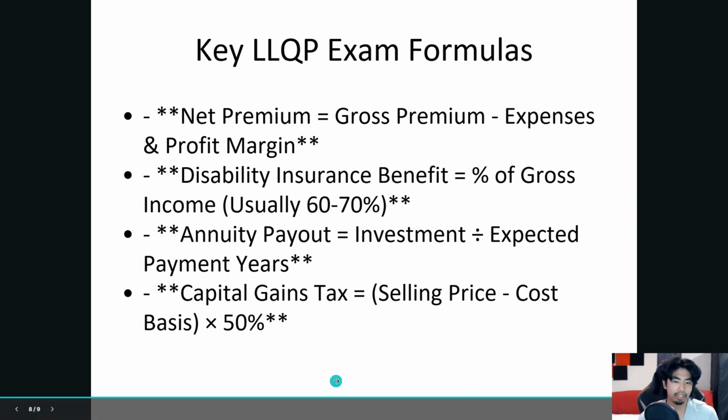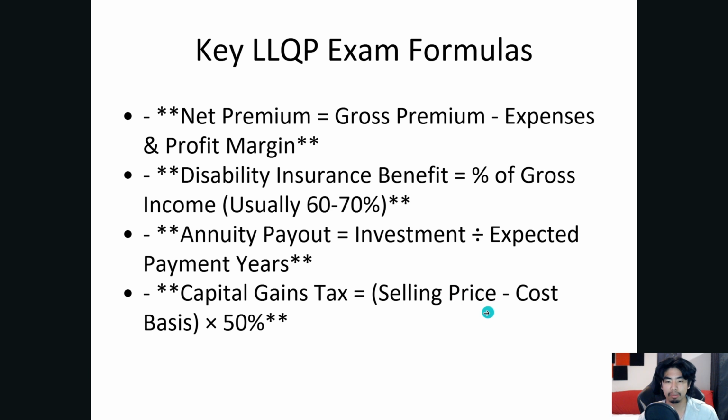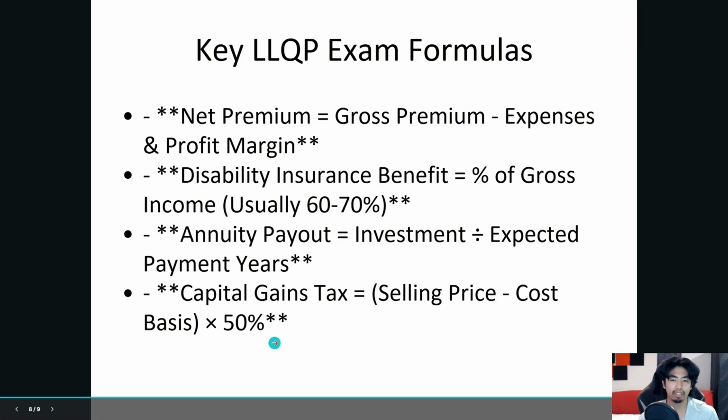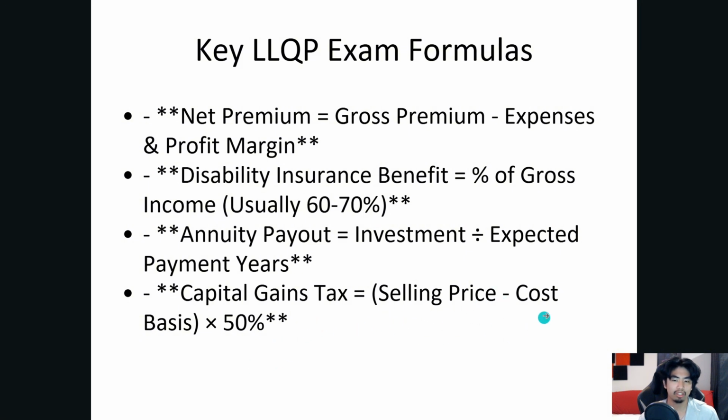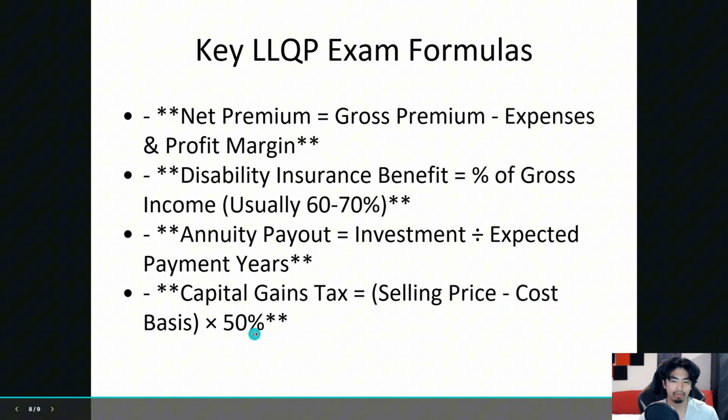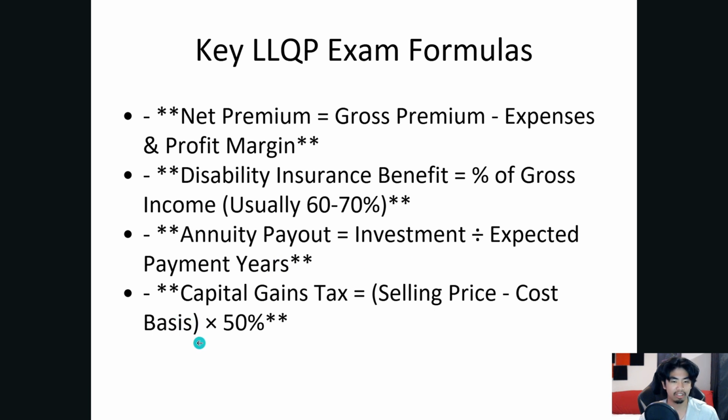Then as you can see here, capital gains tax. Okay, so this one probably explains it better. It's the selling price minus the cost basis times 50%. So if it was 200 and then you got it before with 100, that would be 100. So 200 minus 100 equals 100 times 50%. That's 50 of the 100. And then that's what's going to get taxed. Depending on the tax bracket that you're in, that's the tax that they'll use.